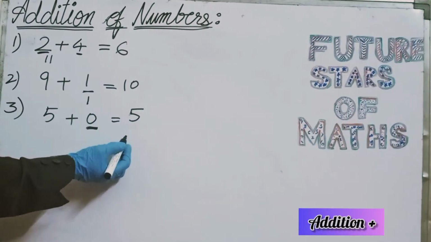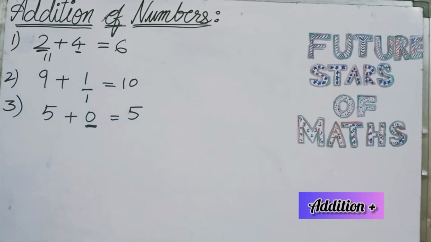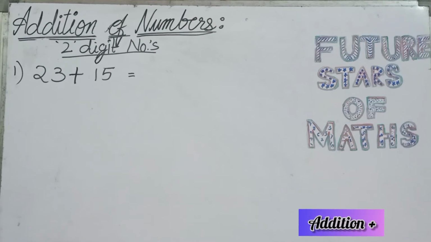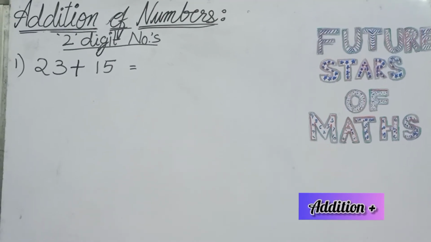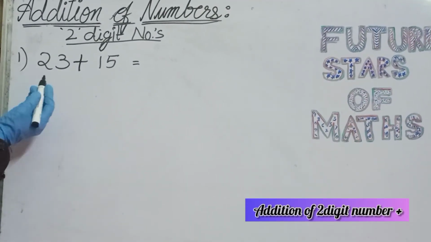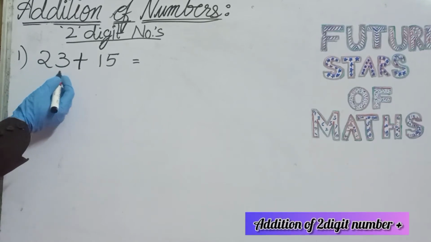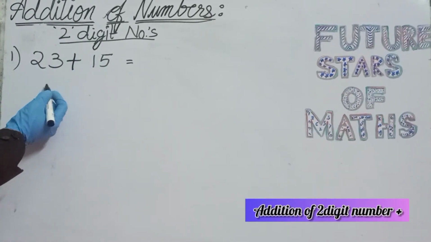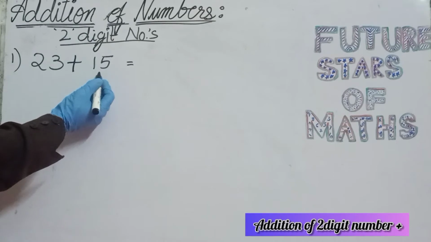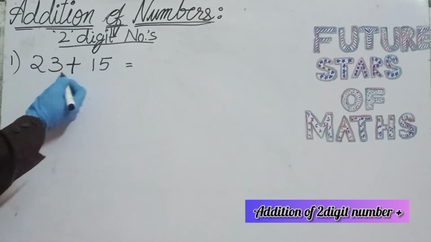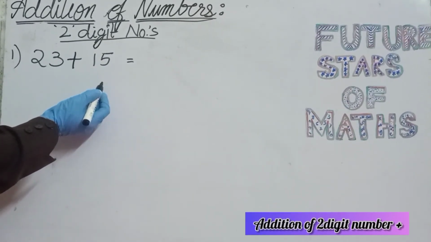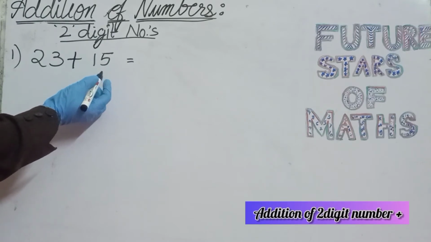Okay students, let me show 2-digit additions. So now we are doing additions of 2-digit numbers. For this I am taking one more example, 23 plus 15. So now shall I draw 15 lines and then count after 23? No, it will be a very lengthy process.